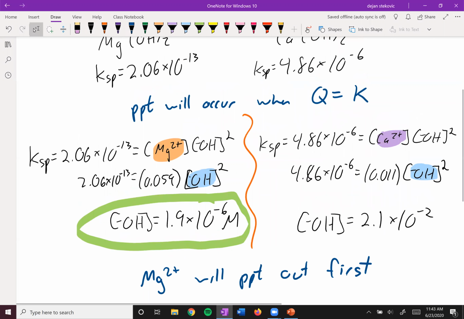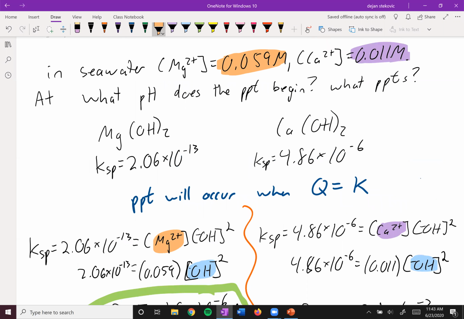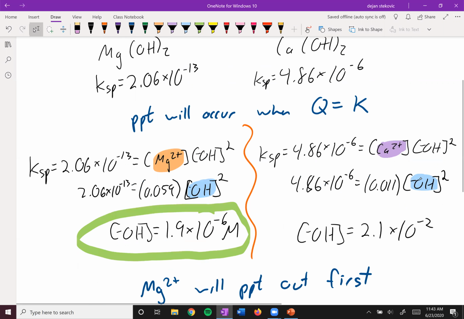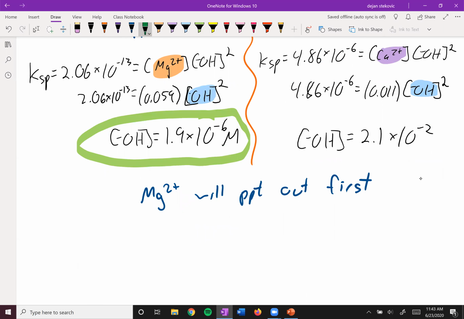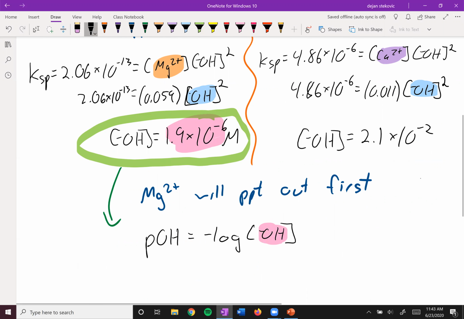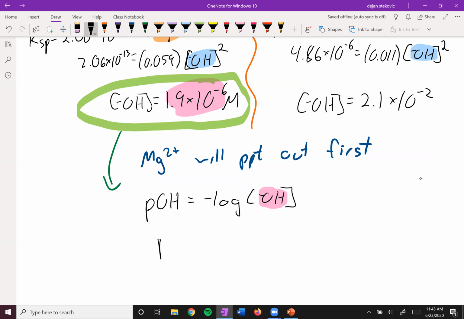And then the question asks, at what pH does this begin? We have the concentration of our hydroxides. If we think to the last chapter, we know that pOH is equal to the negative log of the concentration of hydroxide. So we can take this concentration right here, plug it into that, and solve for our pOH. If you plug that in, you should get 5.72.